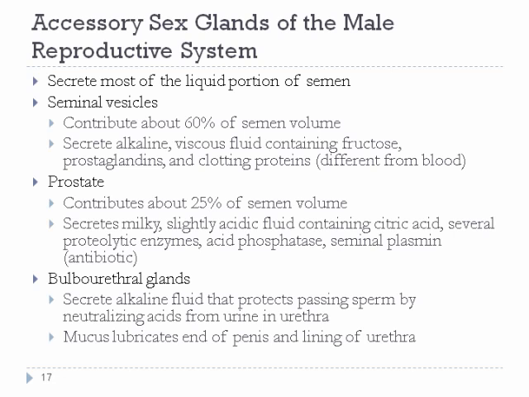And the bulbourethral glands are mostly responsible for secreting mucus that lubricates the end of the penis and the lining of the urethra. But this gland, I always thought this was really interesting. It secretes a little bit of an alkaline fluid, and that actually cleans out the urethra before ejaculation. Any urine that is still in the urethra, which is pretty acidic, is going to be neutralized by this secretion of the bulbourethral gland. So they protect the sperm by neutralizing acids from the urine that might still be in the urethra.